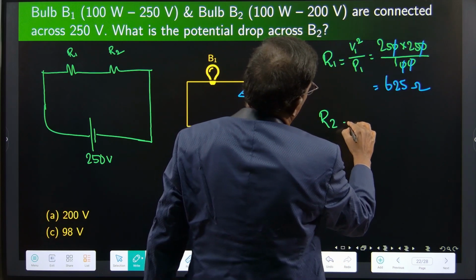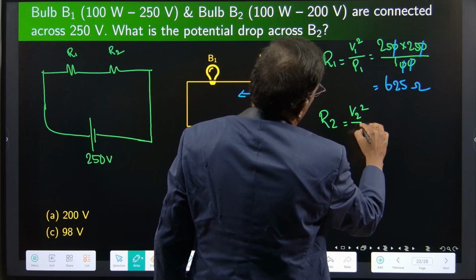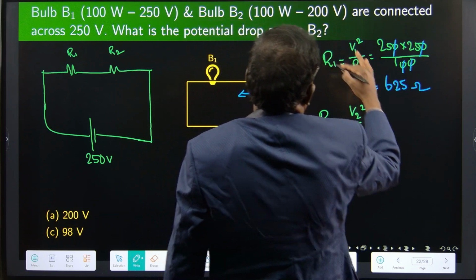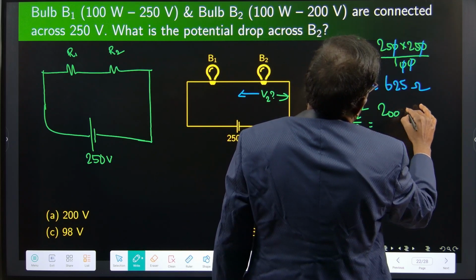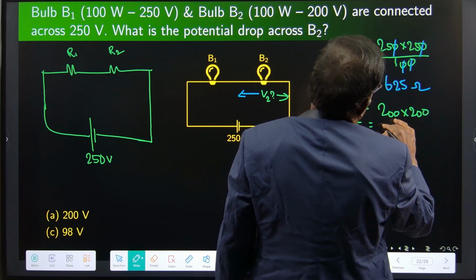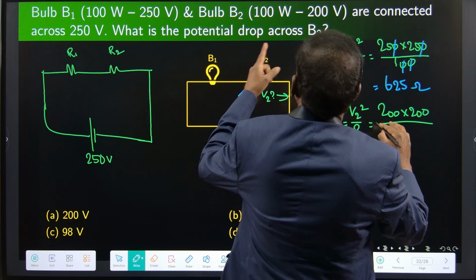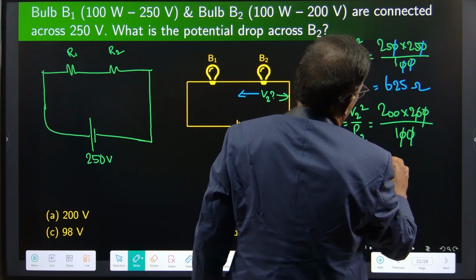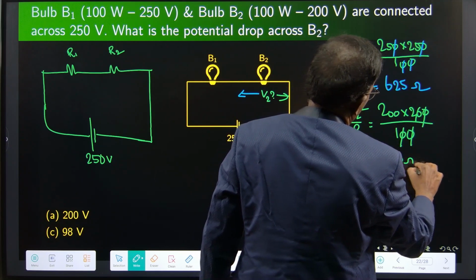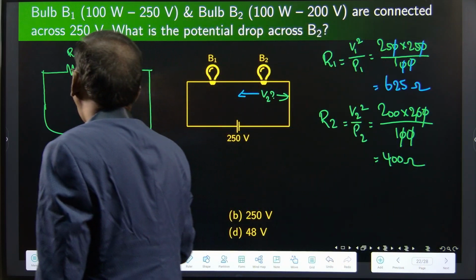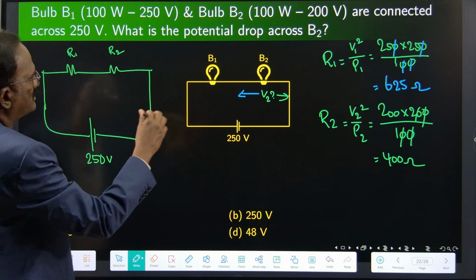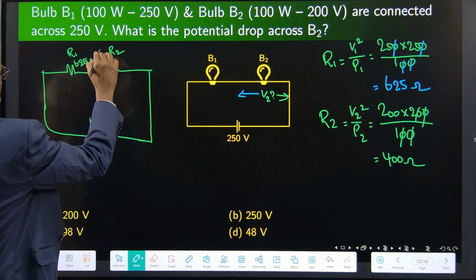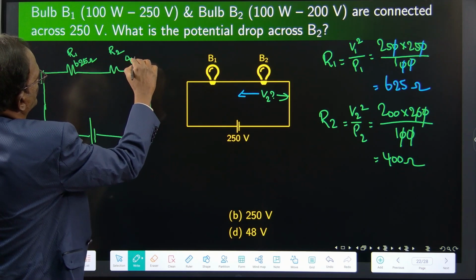R2 similarly, V2 square divided by P2. V2 is 200, V2 square, and P2 is 100. So this is 400. So R1 is equal to 625 ohms, and R2 is 400 ohms.